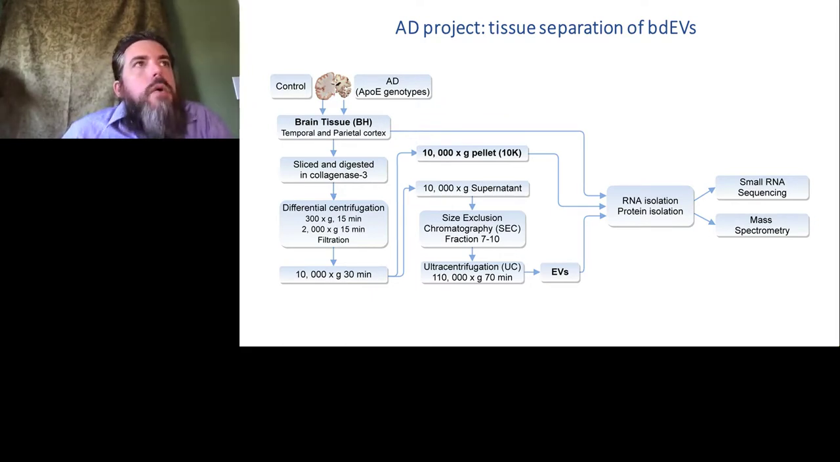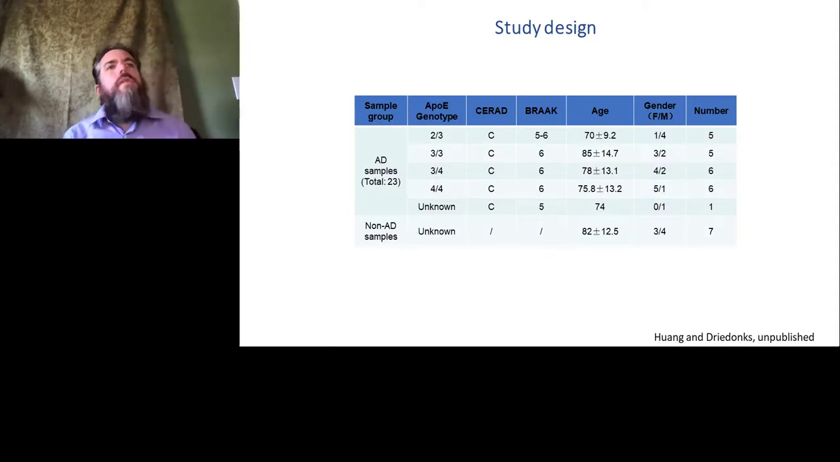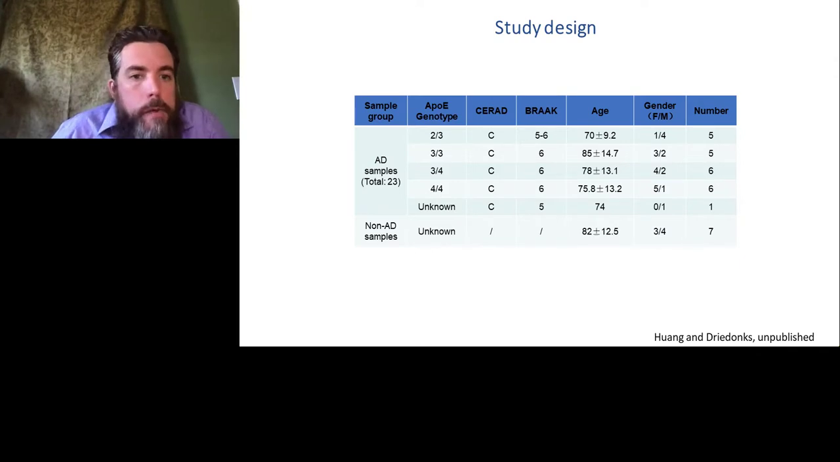All right, so after that initial study that validated our approach and showed us that we were enriching the expected components, we went on to study Alzheimer's disease, comparing these Alzheimer's disease brains with supposedly normal controls. Our study design incorporated some non-AD samples and 23 Alzheimer's disease samples that had also been genotyped according to their apolipoprotein E. Apolipoprotein E is one of the risk factors for sporadic Alzheimer's disease.